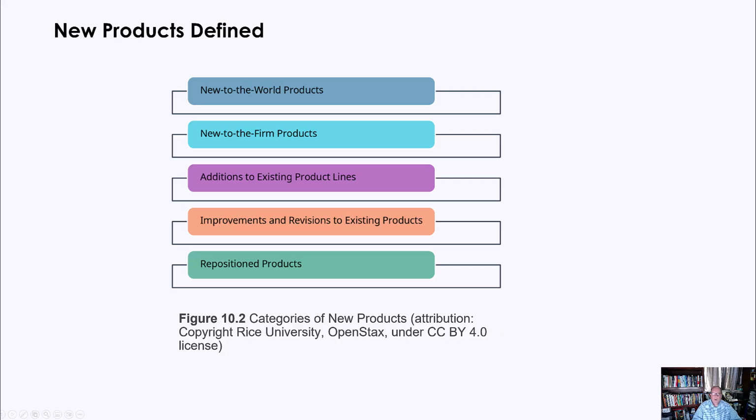Well, another category of new products is a product that is new to the firm, but maybe not new to the world. And so can we create a new product that has already been in the market? Absolutely.